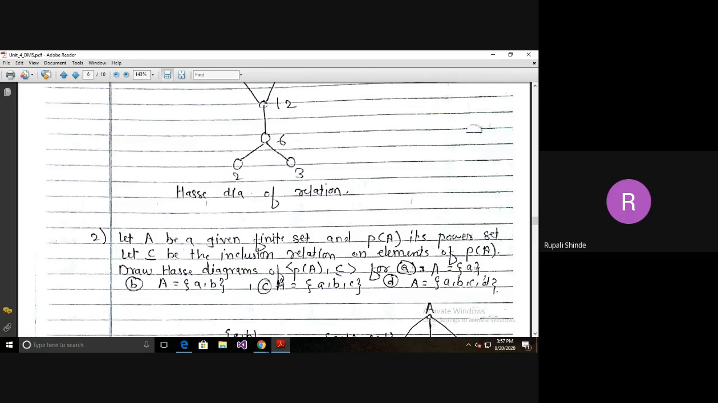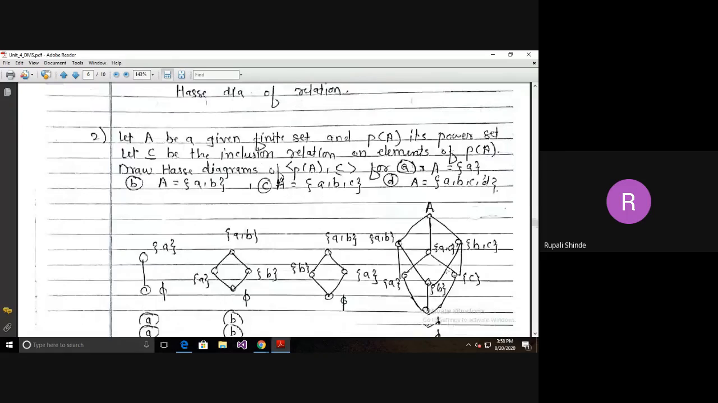Power set काय येणार आहे? Phi comma A. Now we have to draw a Hasse diagram for this power set. Okay, so how we can draw? So phi is represented by this circle, A is represented here by this circle. Now phi is an element of set A because phi is a subset of every set. That's why this is satisfying the given condition of subset. So this phi and set A are directly connected here.